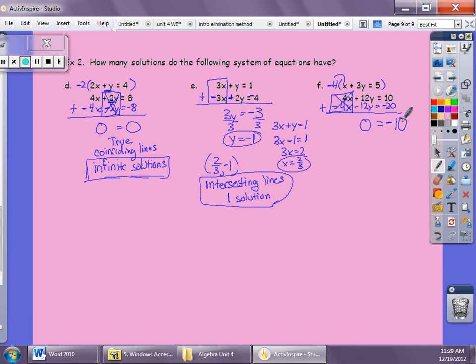Just like the example letter D, we come up with 0, but this time it's 0 equals negative 10. This is a false statement. We know that 0 does not equal negative 10. So when it's a false statement, that means these are going to be parallel lines. And we know that parallel lines have no solutions.